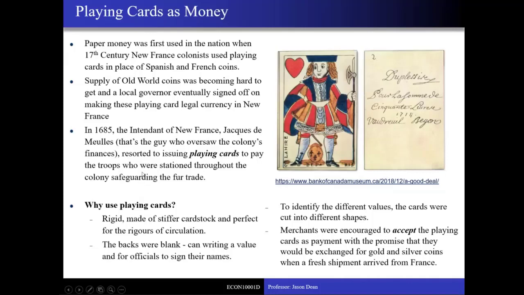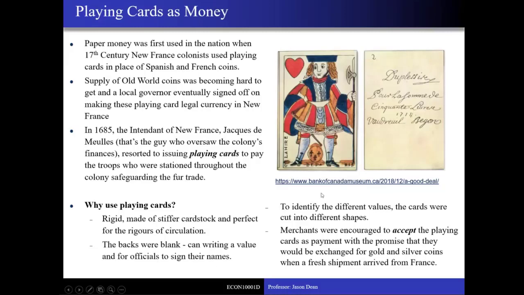They fulfilled those functions, especially as a medium of exchange. Some of the reasons these cards were useful as money was that they were quite rigid. They were made of really stiff paper, and the backs were blank, so they were able to write the value on the back and have the officials sign their names.